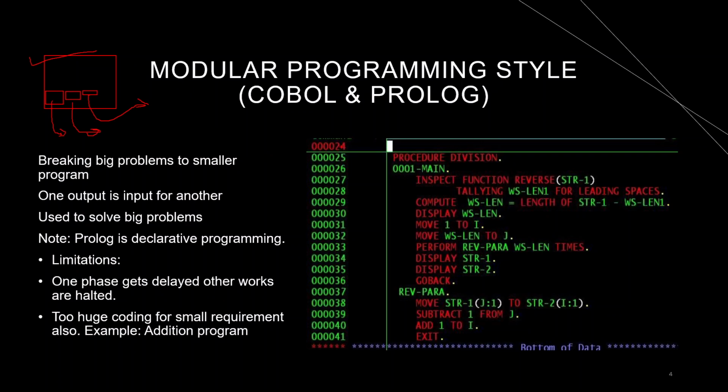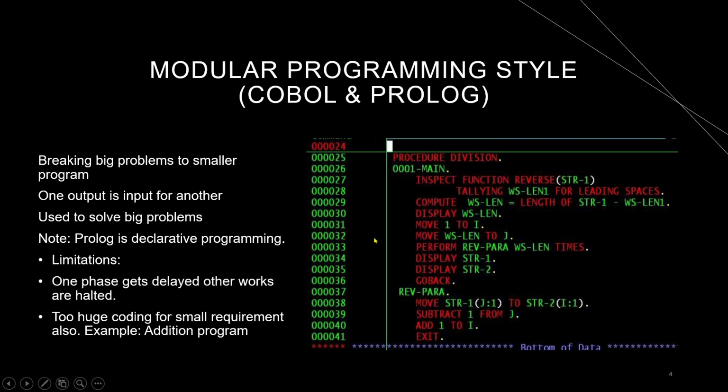One small important thing to know is that PROLOG is a declarative programming language. You can declare and write functions. You can see here there is a function called inspect function reverse, which takes a string parameter and reverses it. This is just an example.